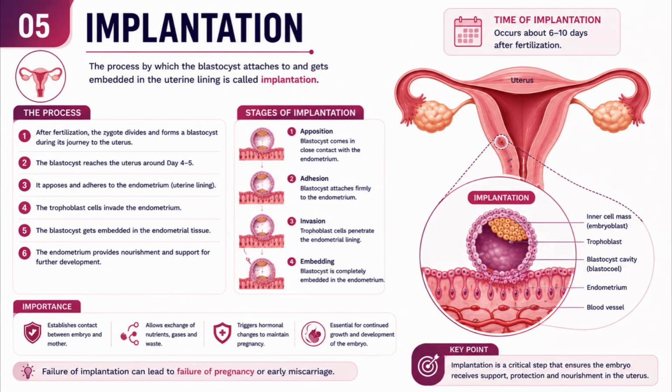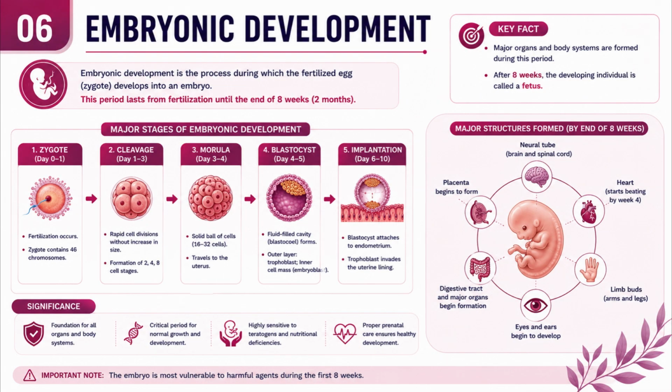The significance of implantation cannot be overstated. It establishes contact between the embryo and the mother, initiates placental development, supports nutrient exchange, and creates the conditions necessary for further embryonic growth and development. If implantation fails, the embryo cannot survive, and pregnancy does not occur. In some cases, abnormal implantation can result in complications such as ectopic pregnancy or early miscarriage. Therefore, implantation represents the successful establishment of pregnancy and marks the beginning of a close biological relationship between the mother and the developing embryo.